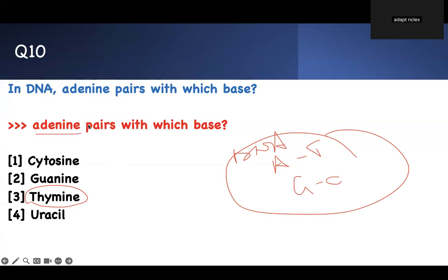This is the way you can master it. So therefore, this one is the right answer. This pairs with that, and then this pairs with that. There is no thymine in the RNA. So in the RNA, instead of thymine, A pairs with uracil. So this answer choice is number 3.